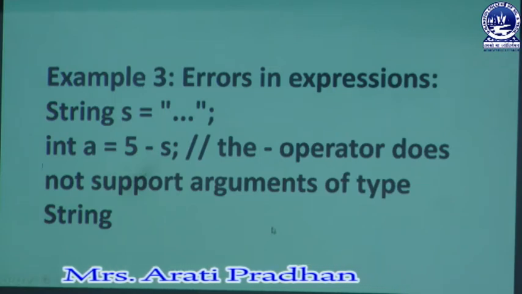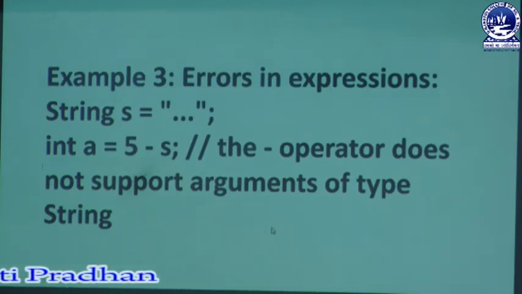Here again I have used another error, that is errors in expression. String s, in which I have used some dots inside double quotes, then int a = 5 - s. The minus operator does not support an argument of type string. Instead of a string s, I have used some dots here. You may use anything, but it is not compatible. Okay. So here the error is an error in expression.